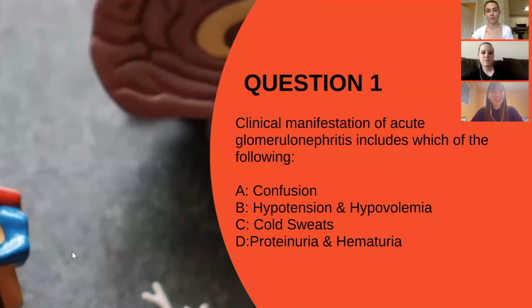Absolutely. The question is, clinical manifestations of acute glomerulonephritis include which of the following? A, confusion, B, hypotension and hypovolemia, C, cold sweats, D, proteinuria and hematuria. For this one, I would say D, proteinuria and hematuria, because confusion, hypotension, hypovolemia, and cold sweats aren't really symptoms that we talked about. As Belle and I both talked about, you will see blood in the urine, and that cola-colored urine is a key indicator, which is because there is protein and blood in the urine.